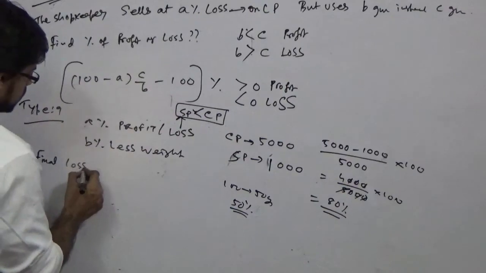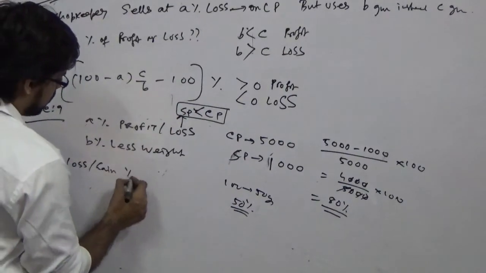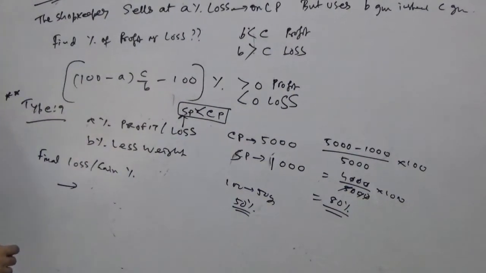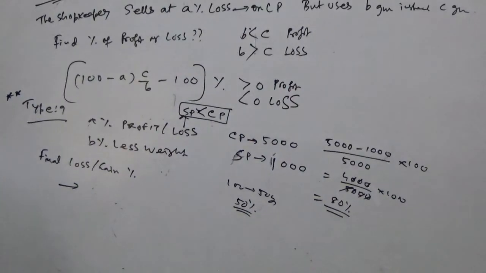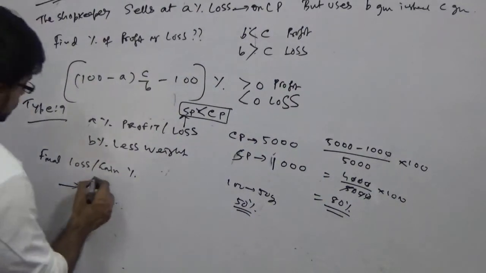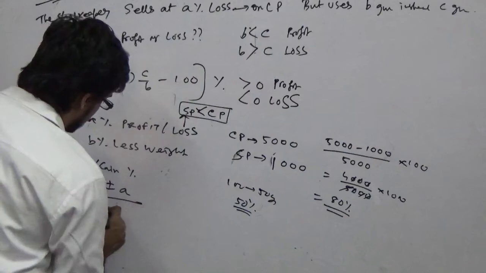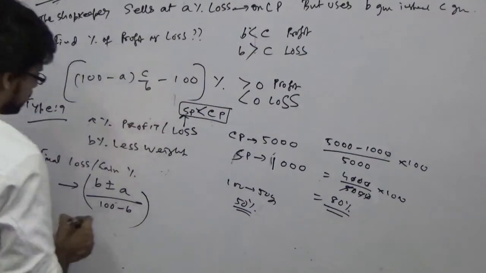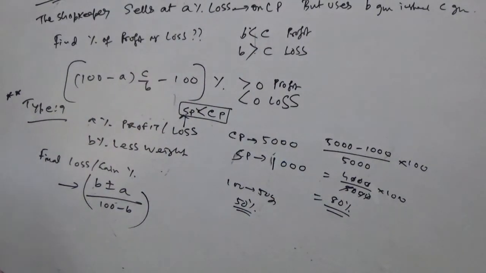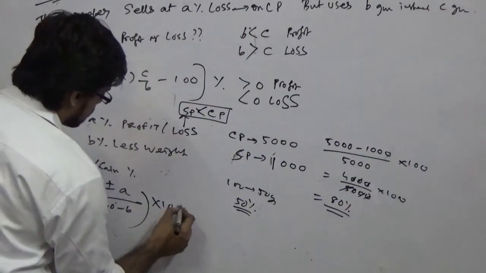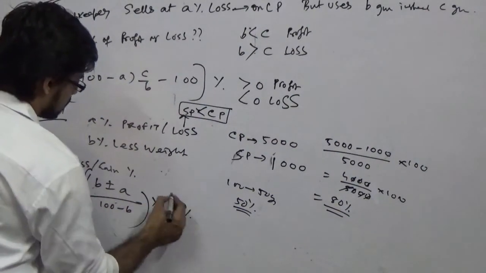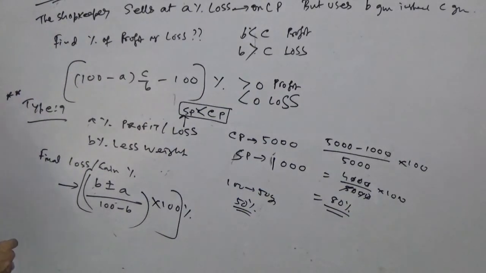So the final loss or gain percentage is (B plus minus A) by (100 minus B) into 100, percent. So this is the final value.